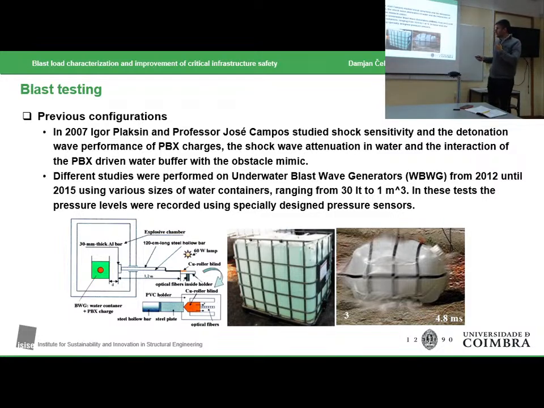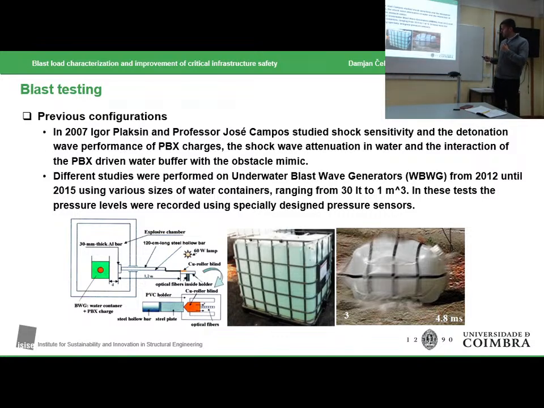Other types of studies were so-called aquarium studies, where a water container is used, explosive is placed in the middle, and then pressure is evaluated at the edge of the water container. They used different volumes. Here we see a 1 cubic meter water container, and this is a 30 liter container. For this purpose, they also developed their own instruments. Here they have one plate, and inside they have a certain set of tubes to measure the pressure, and another device is here below.